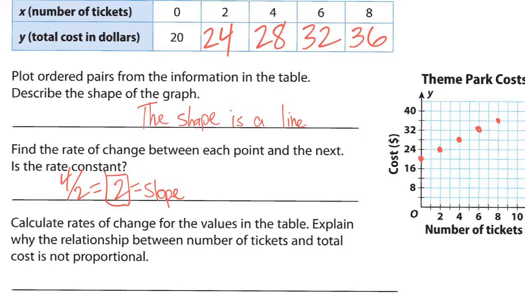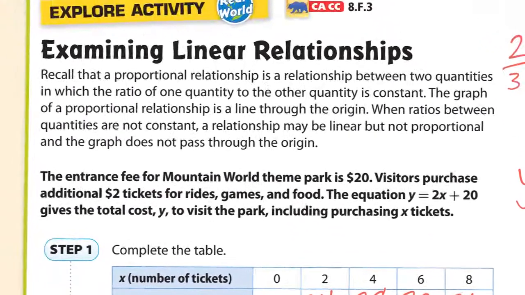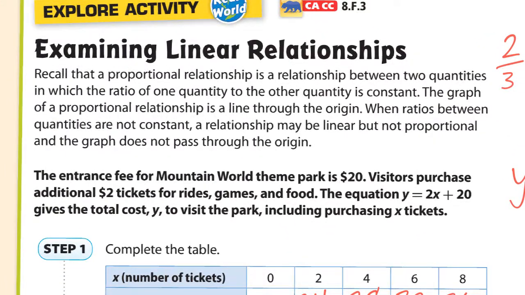And is the rate of change constant? Yes, the rate is constant. Okay. Next, calculate the rates of change for the values in the table and explain why the relationship between the number of tickets and the total cost is not proportional. And we're going to use that statement that's up here: when the ratios between quantities are not constant, the relationship may be linear, but it's not proportional.